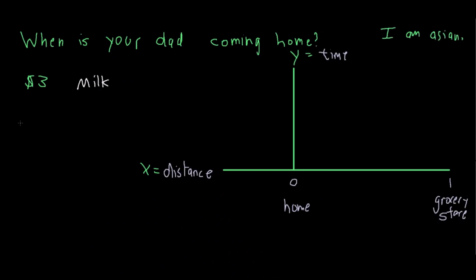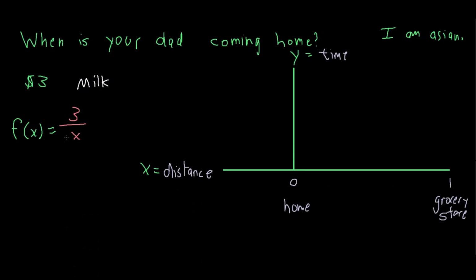The next step is to set up the equation. Your dad left with $3, and is going to obtain 1 liter of milk, which requires 1 trip to the grocery store, which is 1x distance away from your home. So that means the equation is 3 for $3 over x.